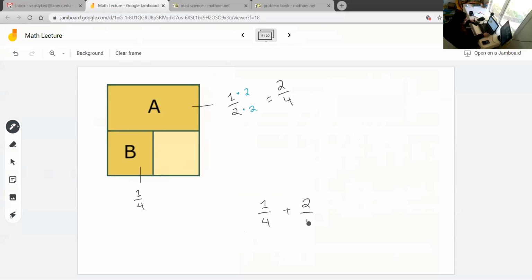When I'm finally adding them up, the quarters sticks around. We're again treating quarters now like a label, like apples or oranges. I have 2/4 here. 1, 2. And I have a 1/4 here. So overall, I have 3/4.